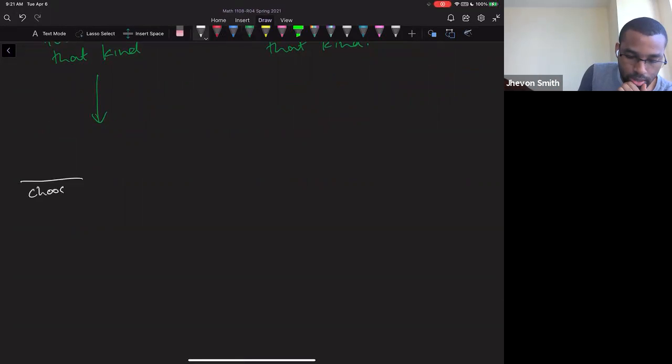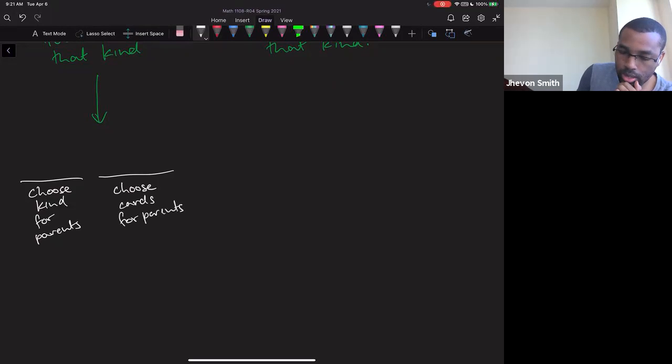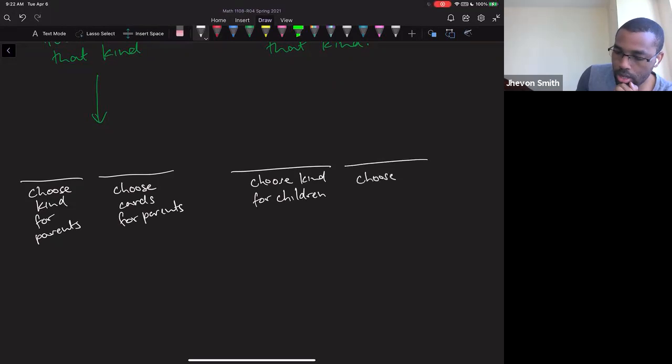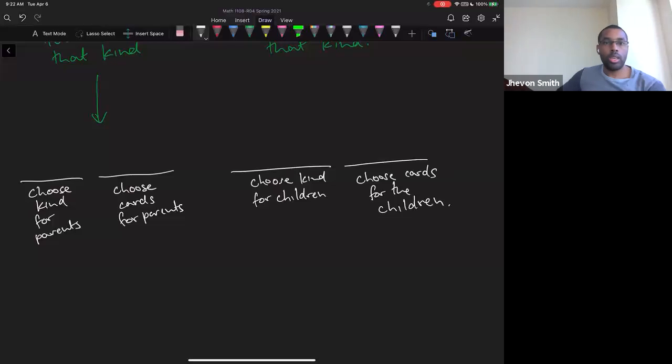So here, I want to choose the kind. Then I choose the cards. Then over here, I would choose kind for the children. Choose cards for the children. Now again, order does not matter, okay?